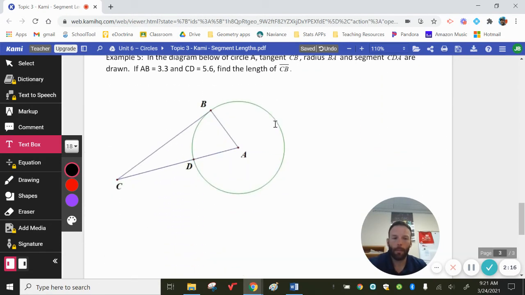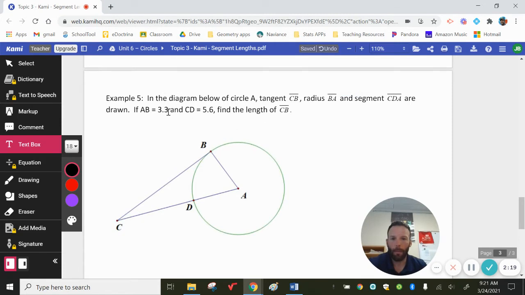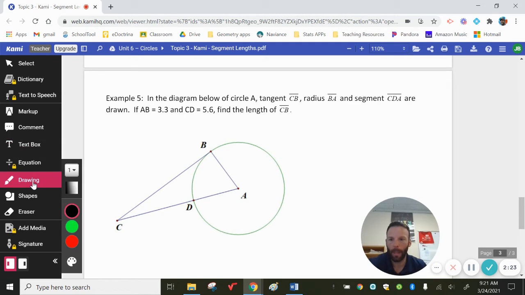Now, the last example, example 5 down here, says, in this diagram of circle A, this is the one time where it's really important to recognize that when they say this is circle A, A is the center of the circle. You have a tangent drawn from point C to B. You have a radius. Even though it says it's circle A, it's just letting you know that from A to B is a radius because you have a point on the circle, a point in the center of the circle, and you have a secant CDA.